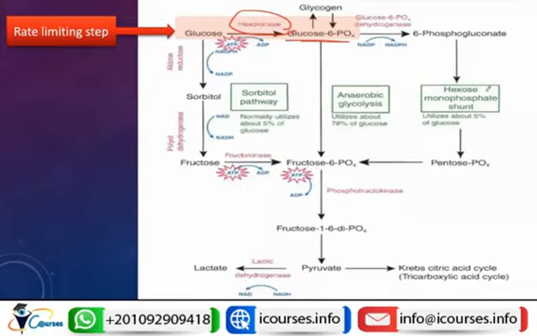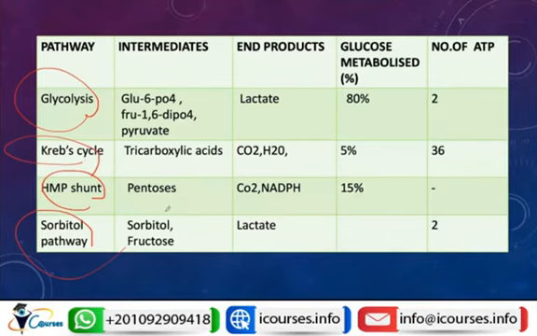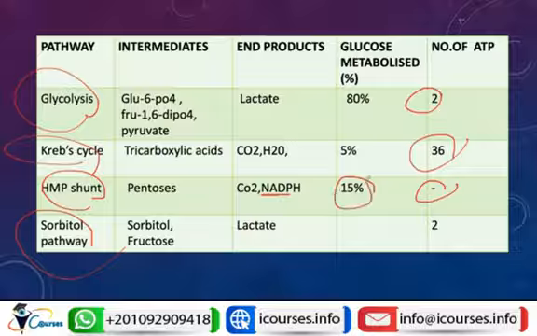So this is an illustration again of the different metabolic pathways. This table summarizes the pathways, like glycolysis, Krebs cycle, hexose monophosphate shunt, and finally the sorbitol pathway, and the energy production for each one of them. Glycolysis will form 2 ATPs, the Krebs cycle about 36 ATPs. The hexose monophosphate shunt will not form ATPs, but it is an important source of NADPH, and about 5 to 10% of the glucose is metabolized by this pathway. The sorbitol pathway will form 2 ATPs only.